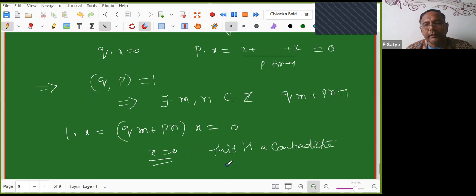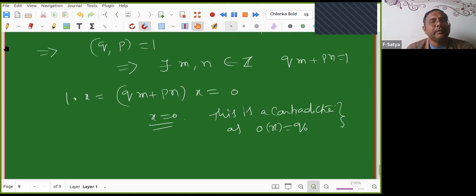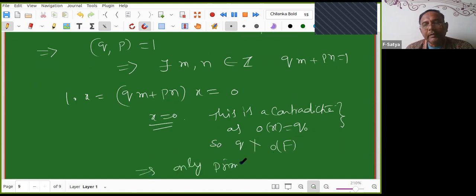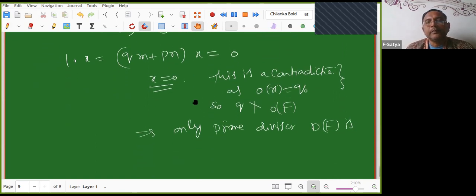So this is a contradiction, as the order of X equals Q. So Q does not divide the order of X. So the only prime divisor of the order of F is, can you say now? The only prime divisor of the order of F is P.